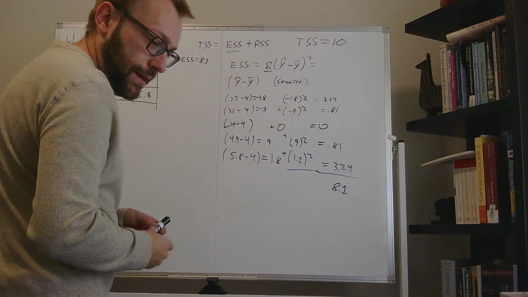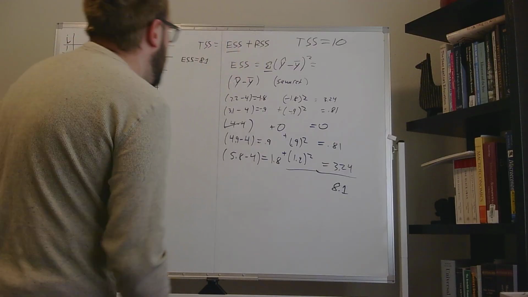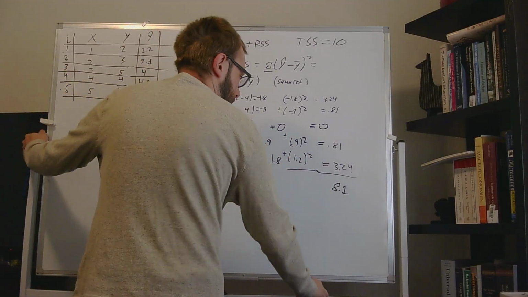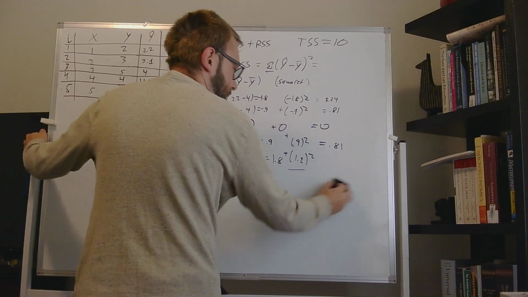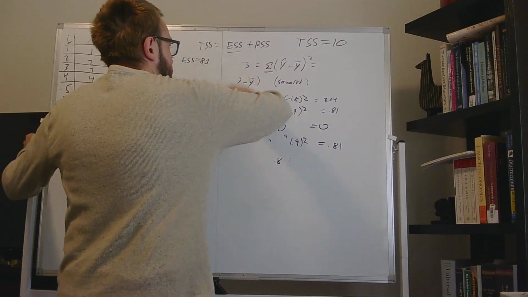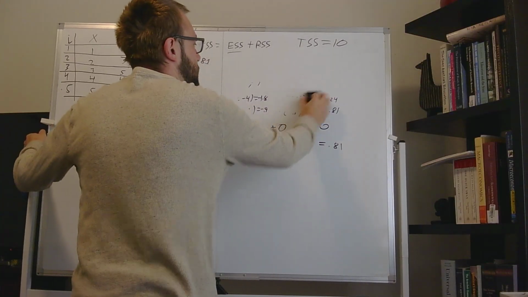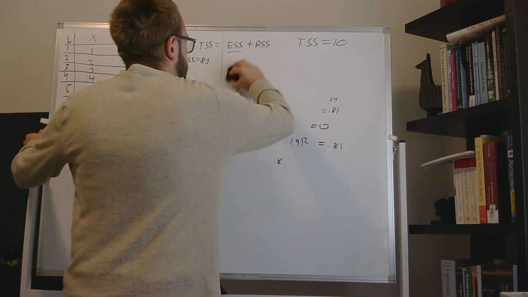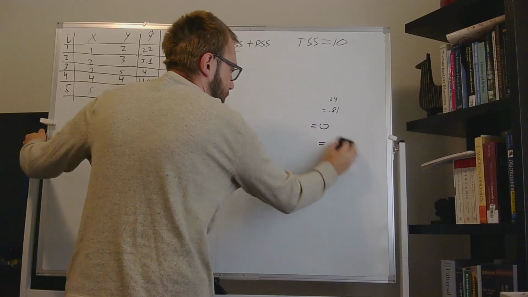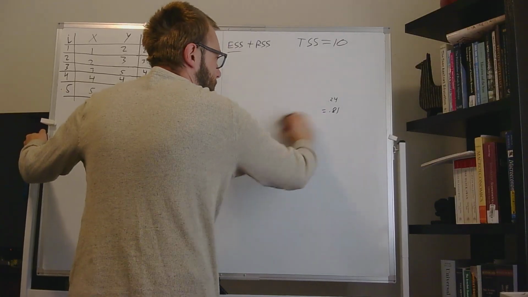And then finally, what we want is the residual sum of squares. I'm going to erase this and give you the formula for the residual sum of squares. Then we'll be able to play with those numbers just a little bit and close out.